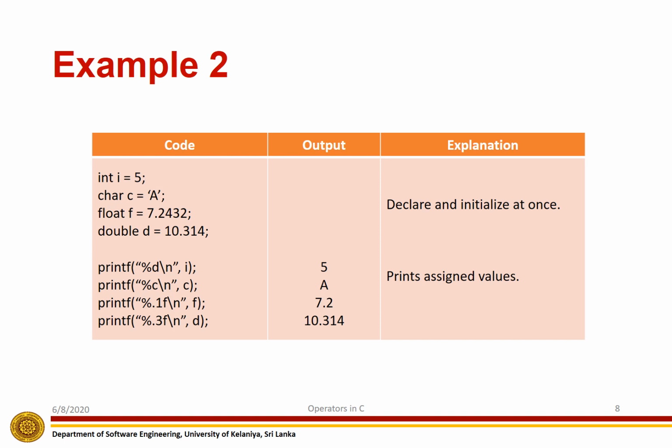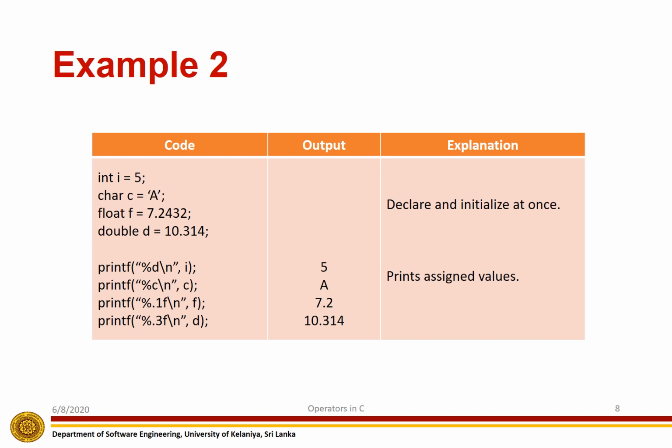Char is a character data type because A is a single character. So I have assigned it to the variable C, char C equal A. Then float F equal 7.2432. This number is a floating point number, a real number. So float is the data type. Then double is also the same, a real number, double D equal 10.314. 10.314 has been assigned to the double variable D.